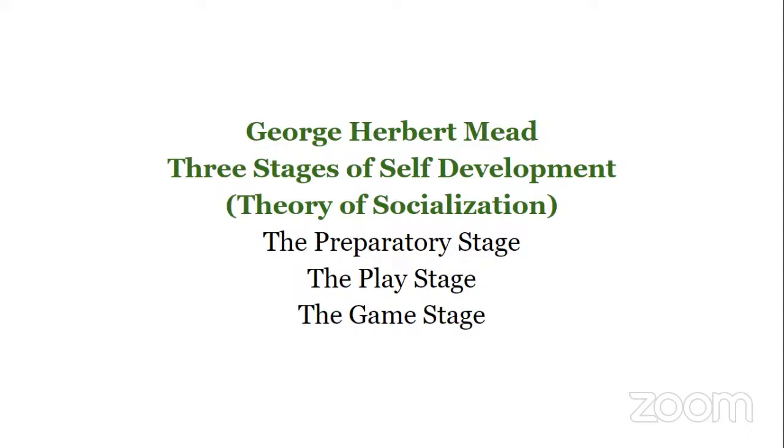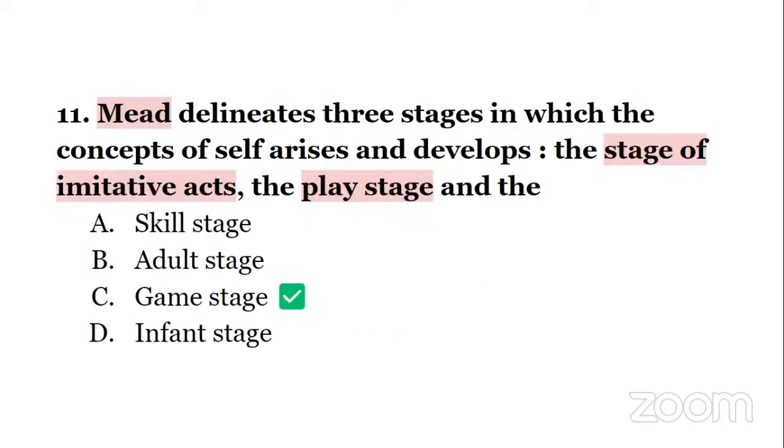But when they reach the game stage, they start to grasp the concept of multiple roles, and they understand how these roles interact within a structured context. Okay, so these three are the stages of self development. So, the right answer is option C, game stage.